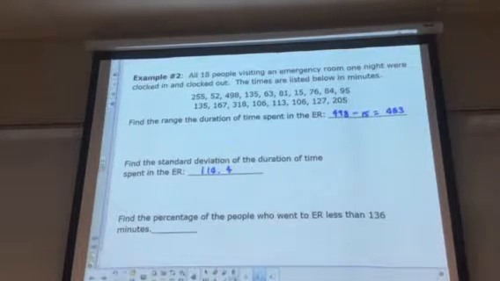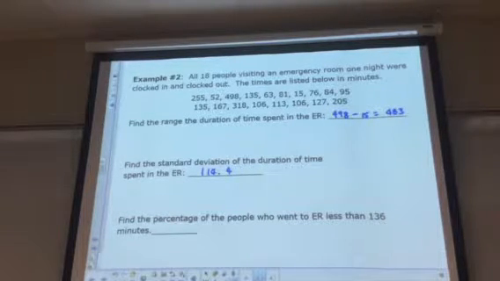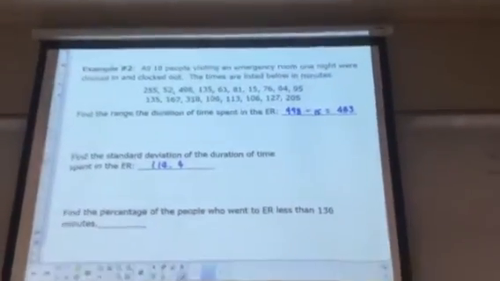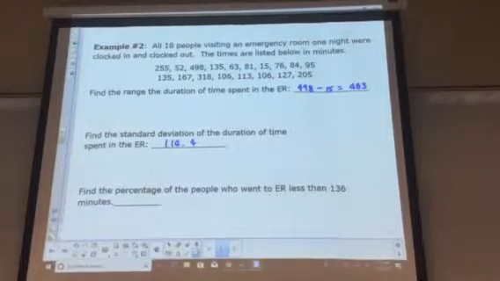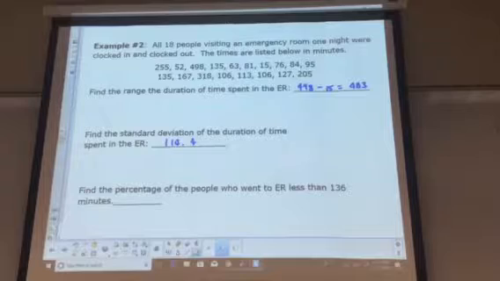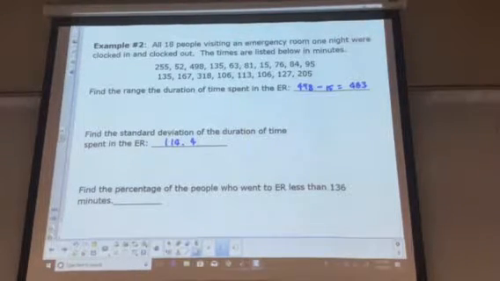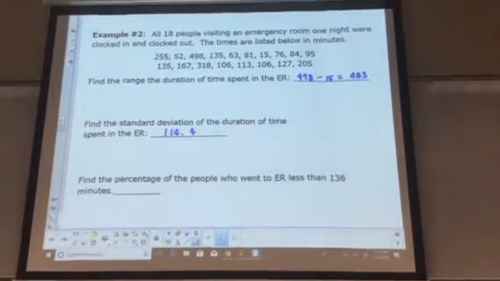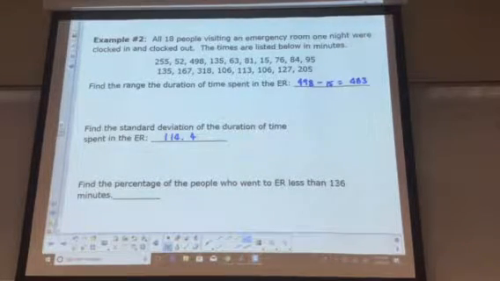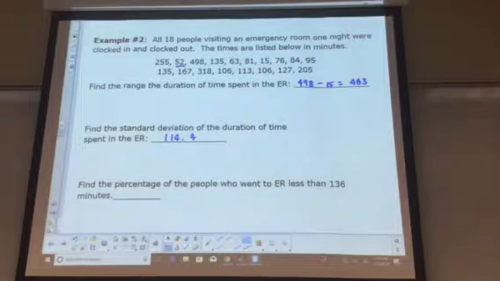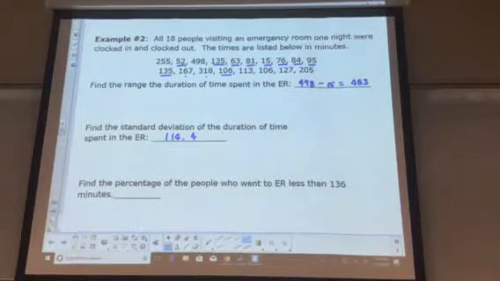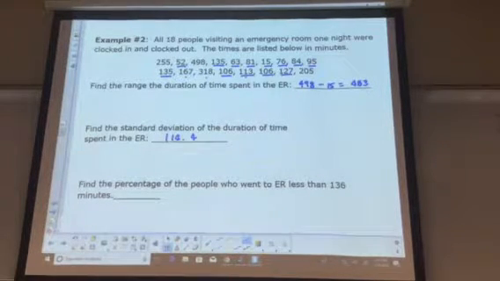Percentages are a subset operation, harkens back to chapter 2 or unit 2. To find the percentage of people who have wait times in the ER of less than 136 minutes, we have to go back to the data and play hide and go seek. Calculator can still be beneficial here. How many data values were less than 136? Well, you could count them. No, yes, no, yes, yes, yes, yes, yes, yes, yes, yes, no, no, yes, yes, yes, yes.